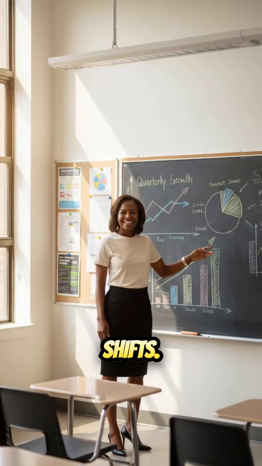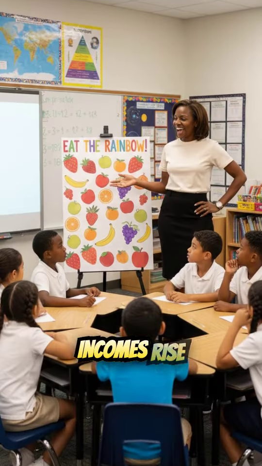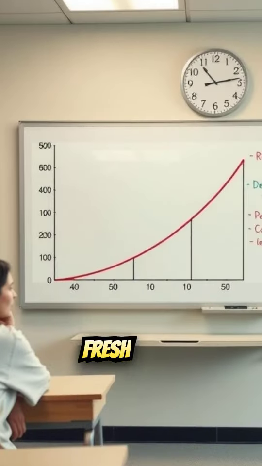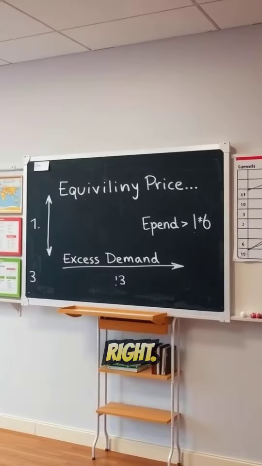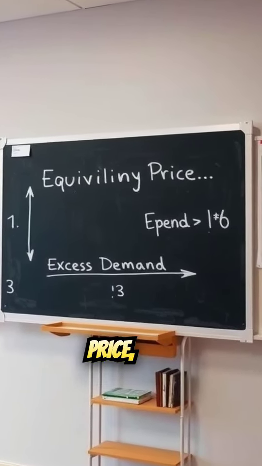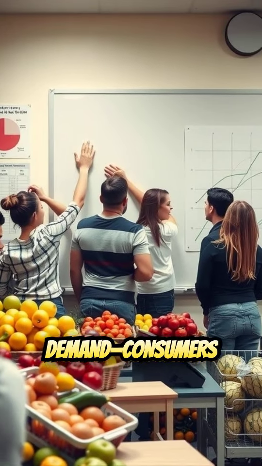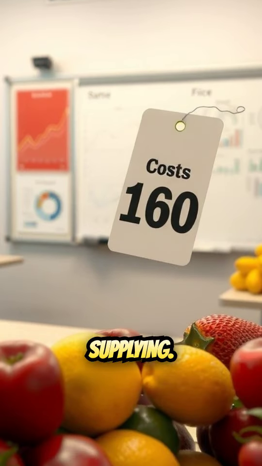Now let's consider shifts. Supposing consumer incomes rise and the good is normal, like fresh fruit. The demand curve shifts to the right. At the old equilibrium price, now there is excess demand. Consumers want more than producers are supplying.